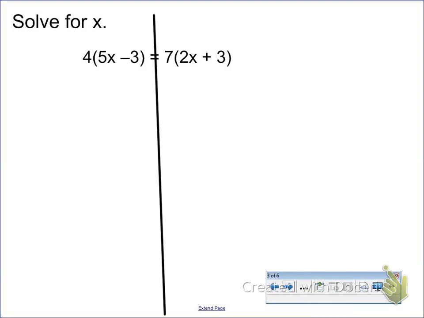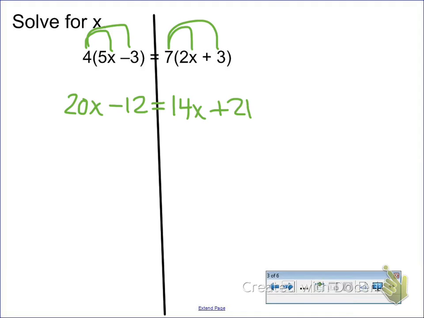So we're going to have to distribute first. So 4 times 5x is 20x. 4 times negative 3 is negative 12, so minus 12. On the right side, we get 7 times 2x, which is 14x, and then 7 times 3, which is 21. Now, based on these terms, I would say that it's smarter to move from the right to the left so that we keep positive coefficients in front of our variables. So, since there's an imaginary plus sign in front of that 14x, we are going to subtract 14x from both sides.